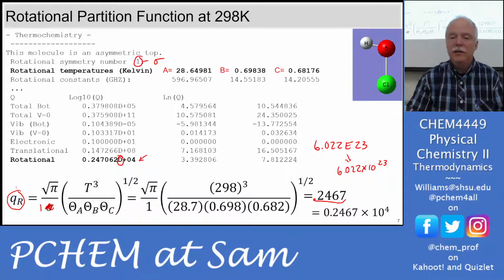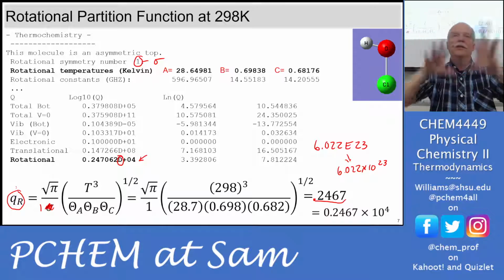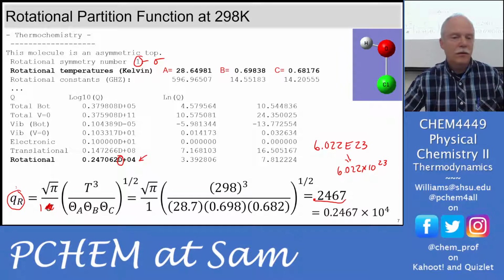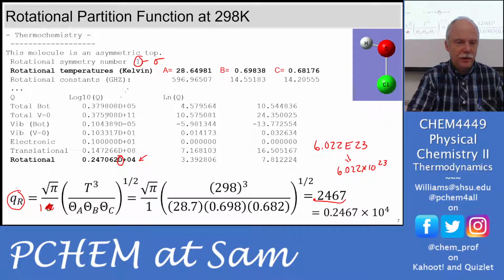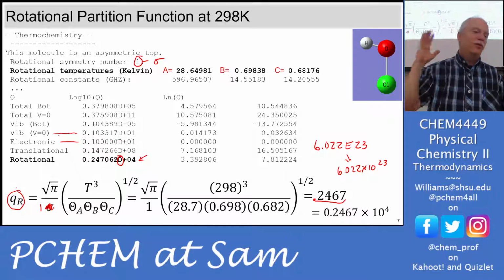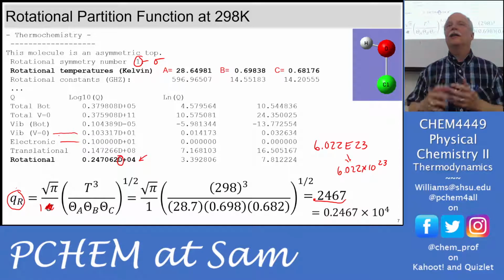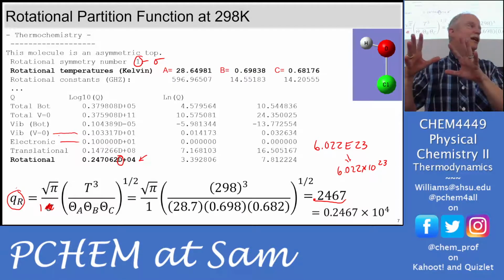Rotation, we can store in this particular molecule, we have 2,467 energy levels where we can put molecules and store energy. Okay. Look at vibration. This one is essentially 0.1 times 10, so 1. So we're really not very excited in terms of vibration. Electronic, 0.1 with all those zeros times 10, so it's 1. So at this temperature, room temperature, we haven't excited this molecule electronically at all. So we're in a ground electronic state.